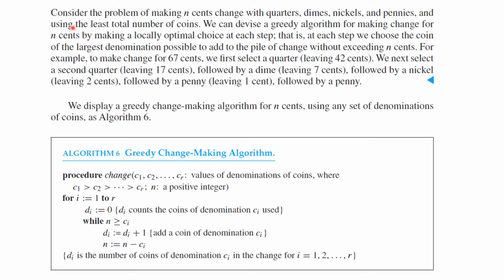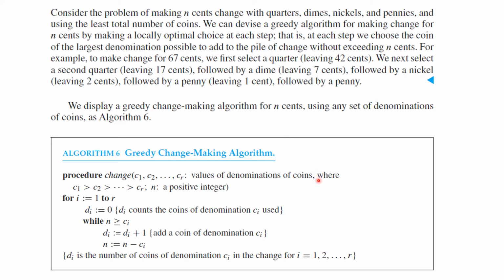For example, if we wanted to make change for 67 cents, we start selecting quarters, and so we select a quarter that leaves 42 cents. And then we select a second quarter, which means we have 17 cents to go, followed by a dime, leaving 7 cents, followed by a nickel, leaving 2 cents, followed by a penny, and then followed by another penny. That would be the greedy algorithm.